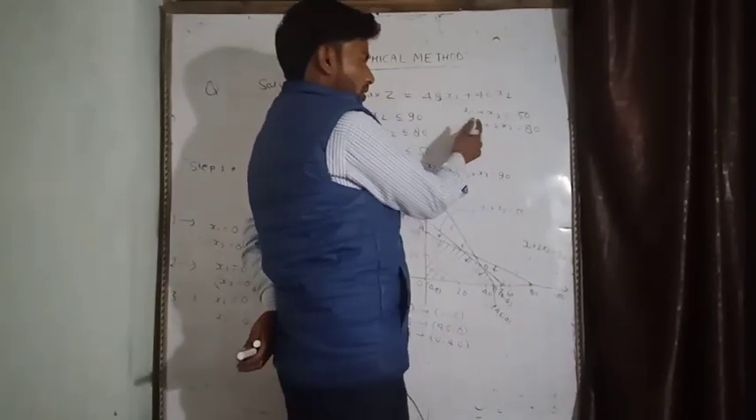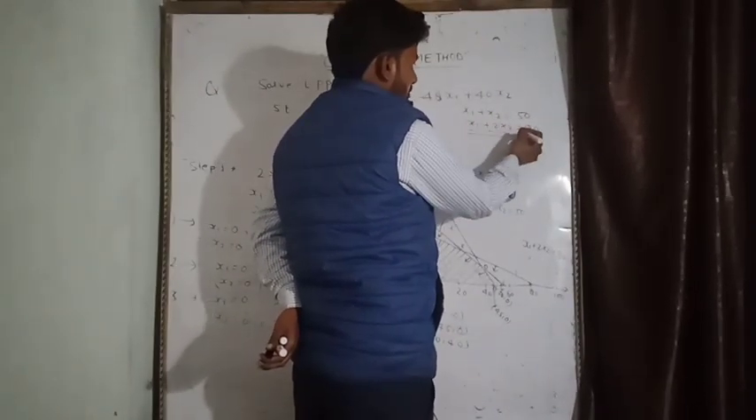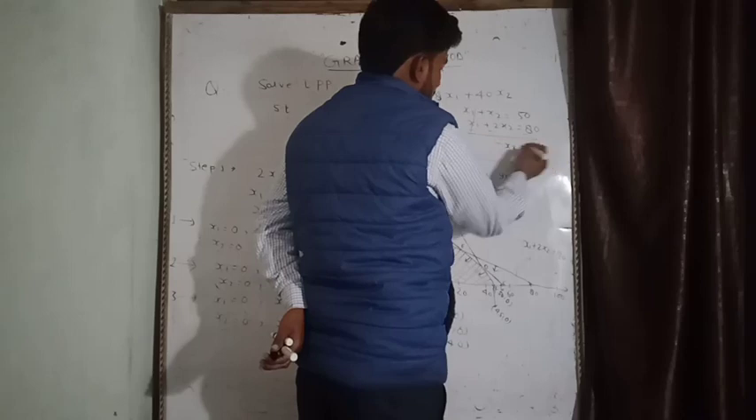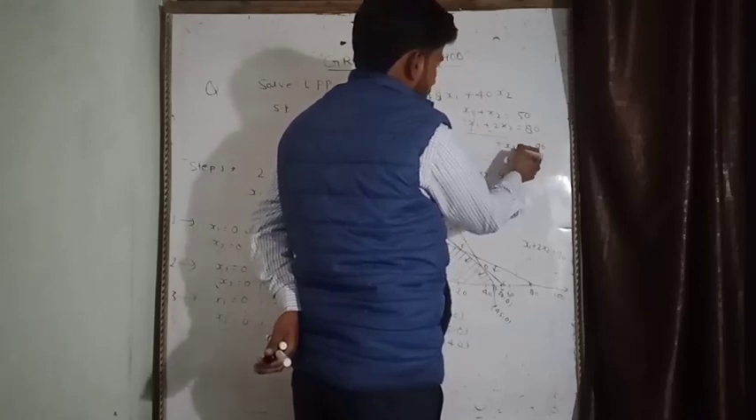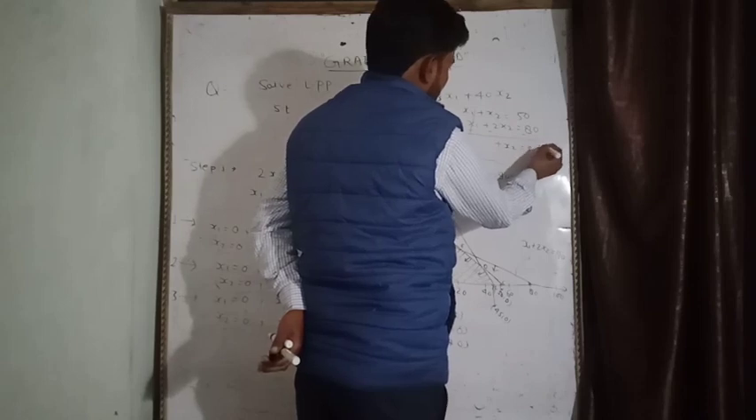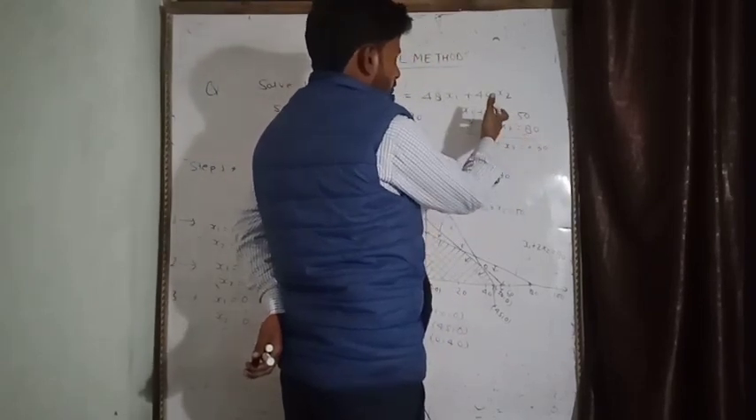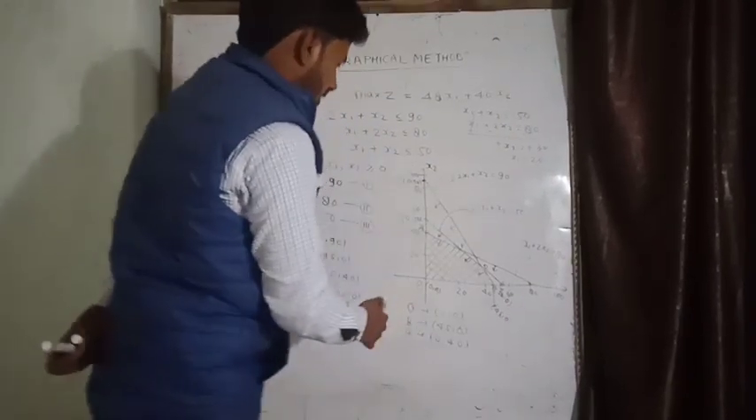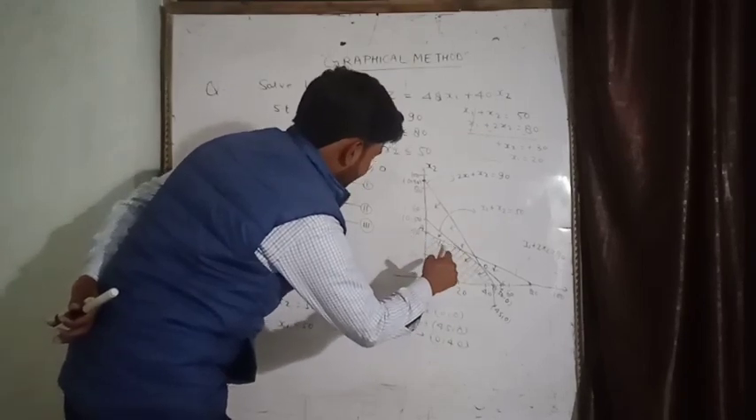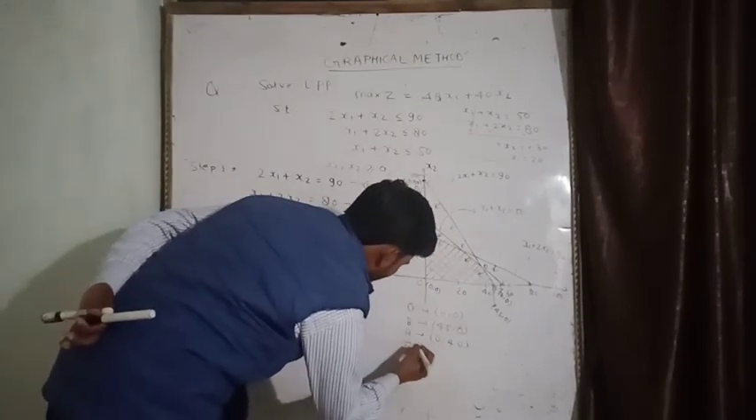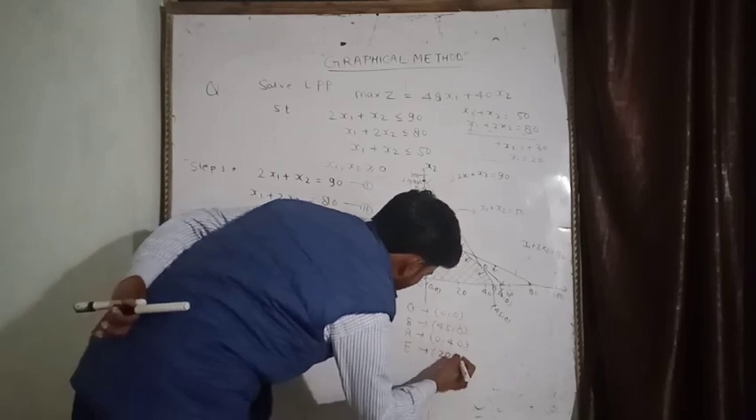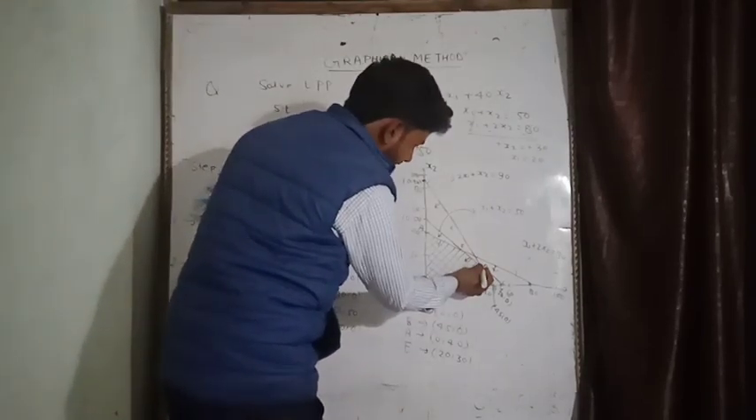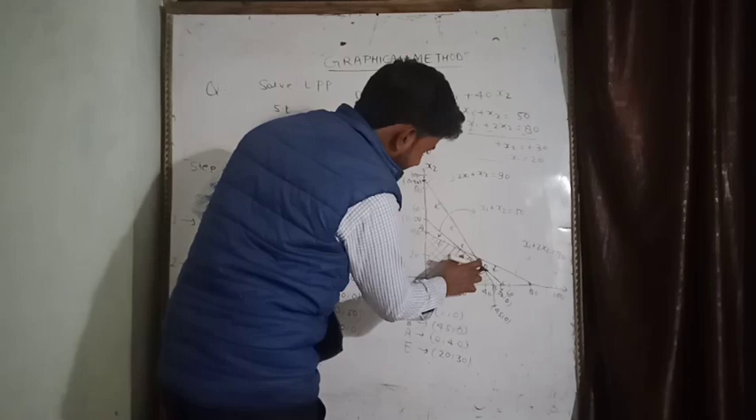If we subtract these, x1 cancels out. So this is minus x2 is equal to minus 30, so x2 is equal to 30. Again, putting the value of x2 is equal to 30, x1 is equal to 20. So this point is 20, 30. So point E is 20, 30.